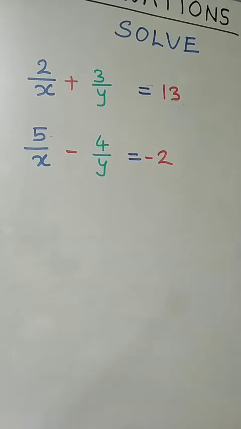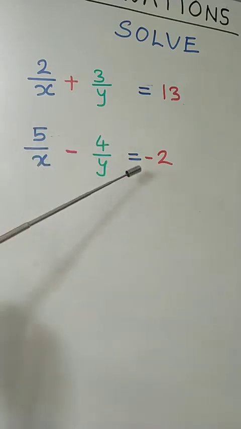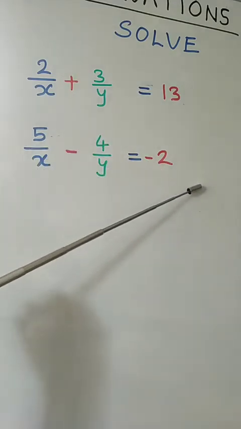Let's see this next sum. 2 upon x plus 3 upon y is equal to 13 is equation number 1. 5 upon x minus 4 upon y is equal to negative 2 is equation number 2.